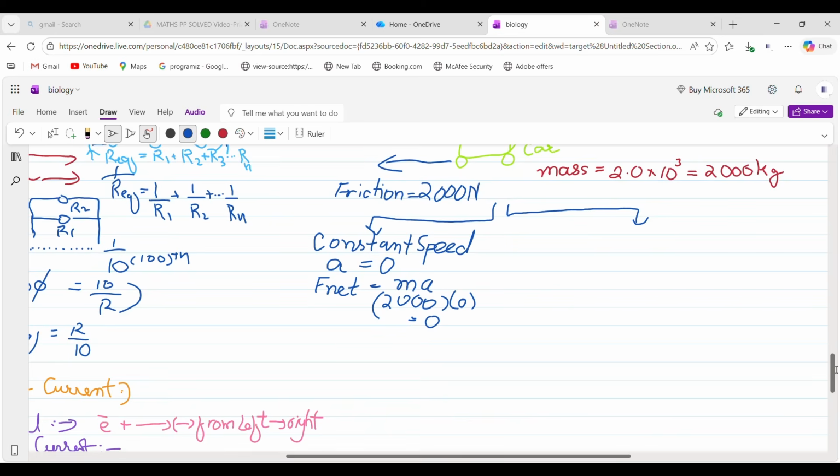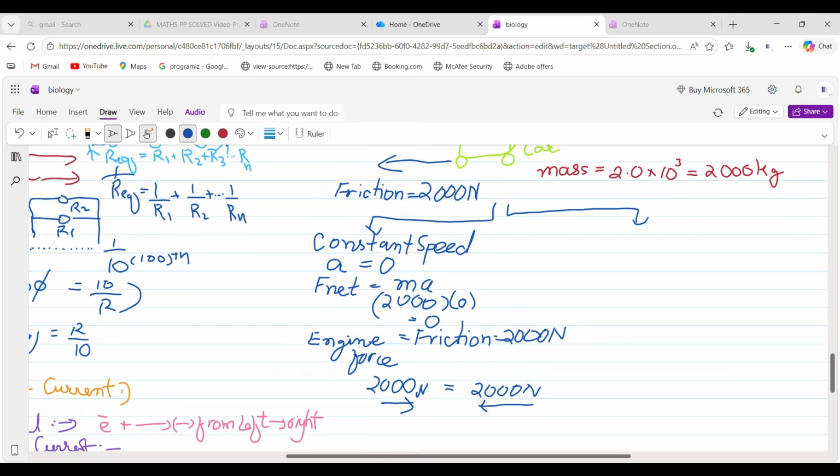Okay, so the engine force here would be what? The engine force would basically be the same as the friction force, which is 2000 Newton. This is the reason the car is not accelerating, because it is not changing its speed. It's at constant speed, and constant speed means what? Engine is producing the force of 2000 Newton in the forward direction. Okay, and friction is 2000 Newton in the backward direction. These both forces are cancelled, thus the car is moving with a constant speed. Okay, so we have basically gotten our first force of the engine, that is 2000 Newton.